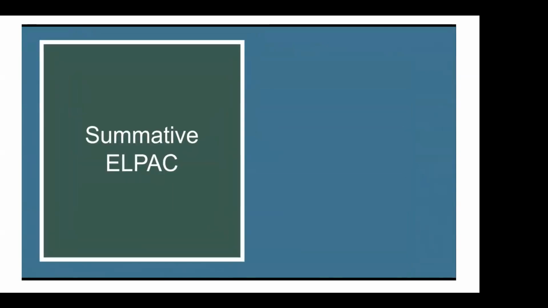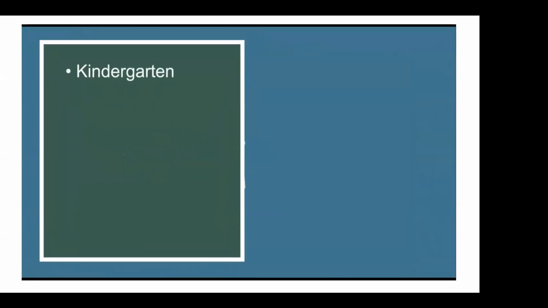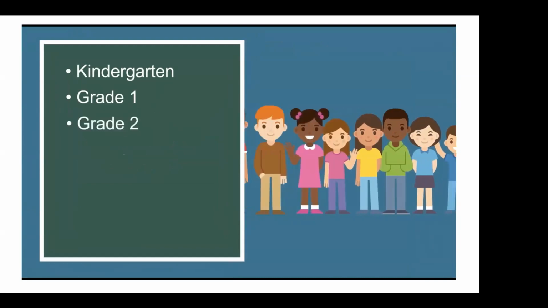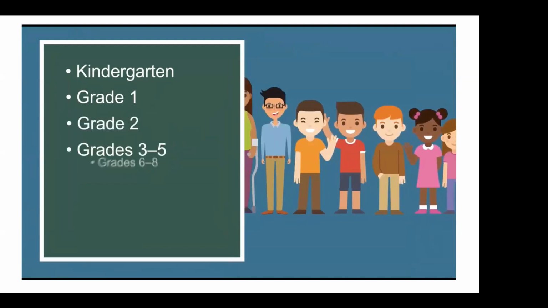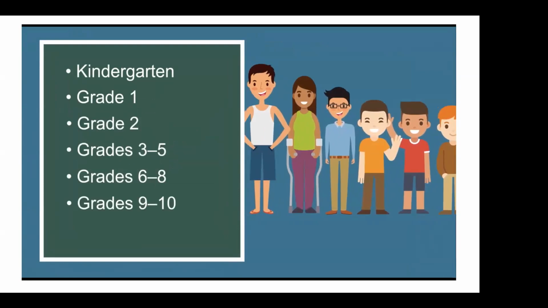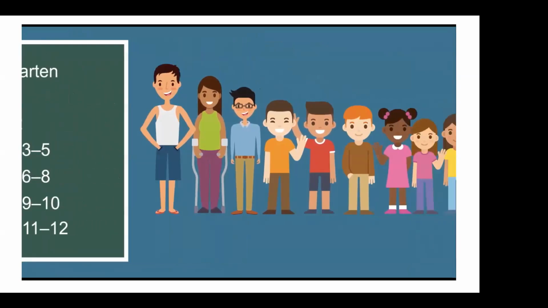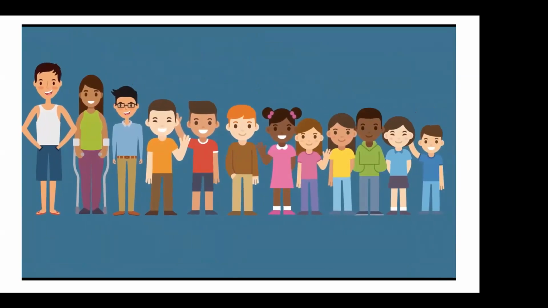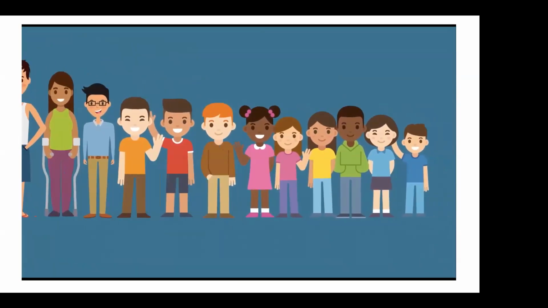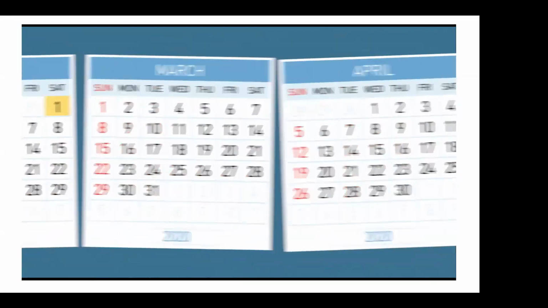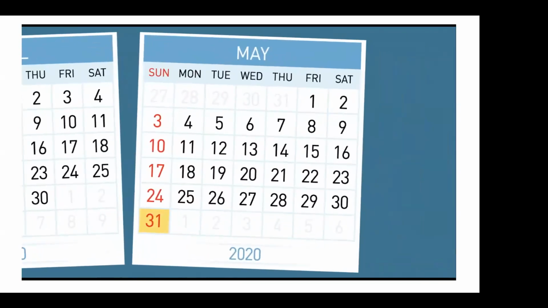The Summative ELPAC consists of 7 grade or grade span tests: kindergarten, grade 1, grade 2, grades 3 through 5, 6 through 8, 9 and 10, and 11 and 12. The Summative ELPAC is given to all students previously identified as English learners, and its administration window is from February 1st through May 31st of each year.